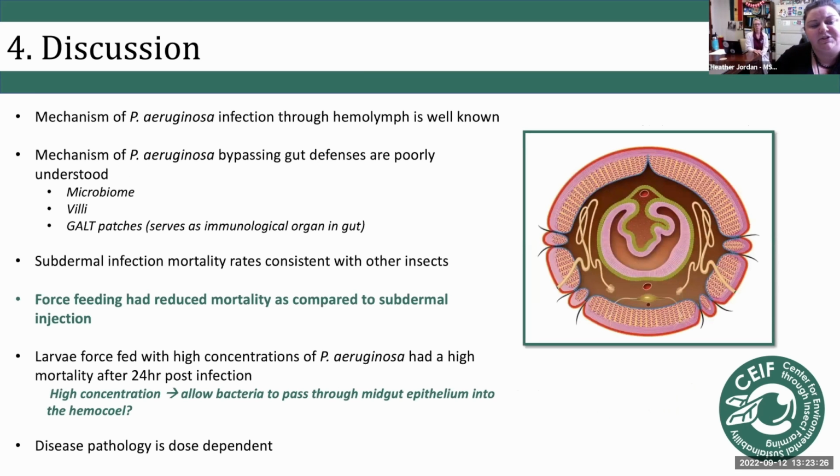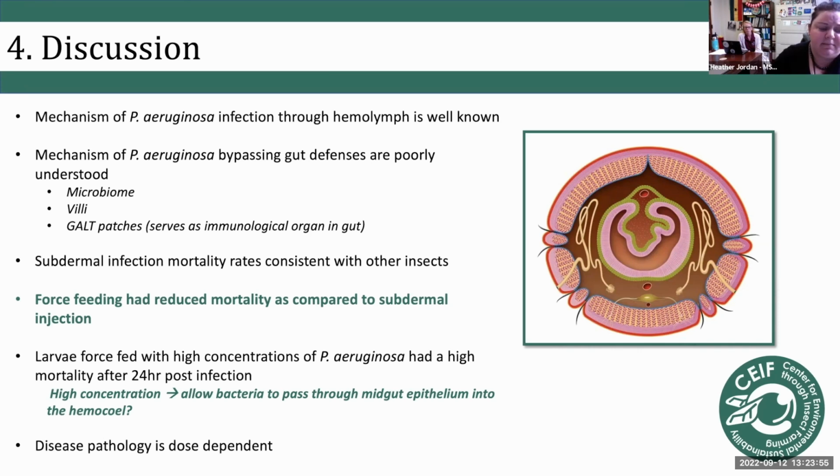So the mechanism of Pseudomonas aeruginosa infection through the hemolymph is well understood, but the mechanism of bypassing gut defenses is poorly understood. There are a lot of defenses that the host has to keep infections at bay from entering into the body cavity. This would be the microbiome, intestinal villi, and then gulp patches. These serve as an immunological organ in the gut. They're little patches of gut-associated lymphoid tissue.